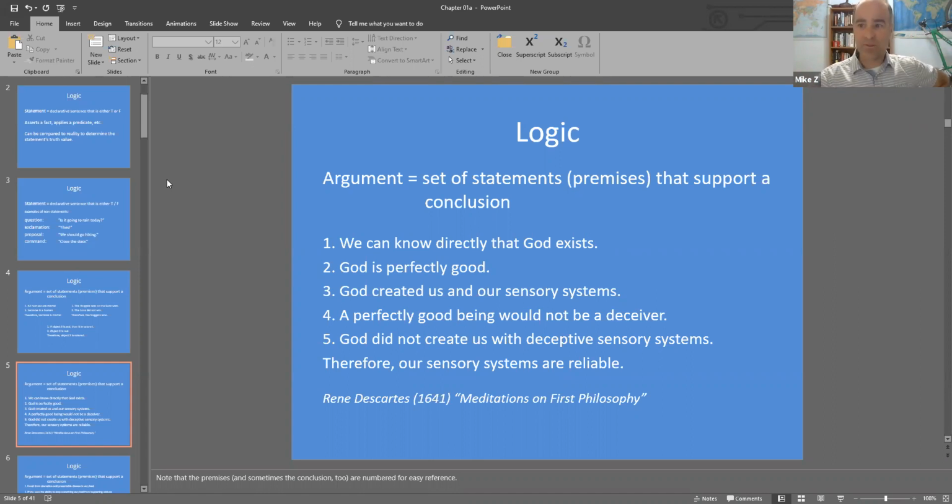Feel free to pause this and read that over if you want. That's not the focus of this class. Other classes will have more of a focus on these actual arguments. This is just a class focusing on arguments in the abstract. What are arguments like? How do we assess them? Rather than trying to think about these specific arguments and whether we agree with them or not.